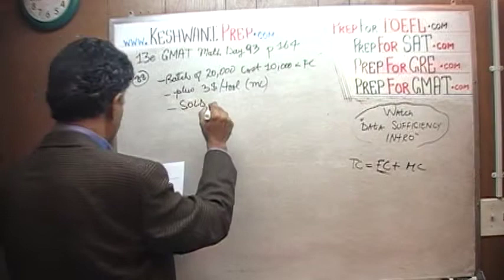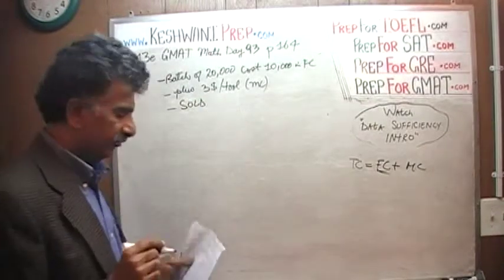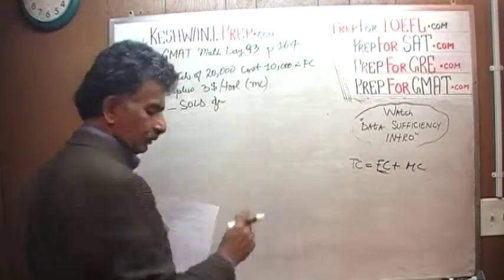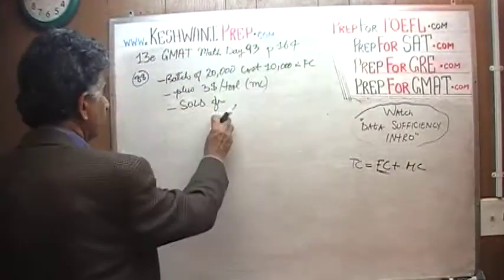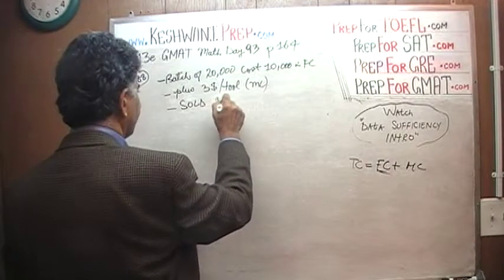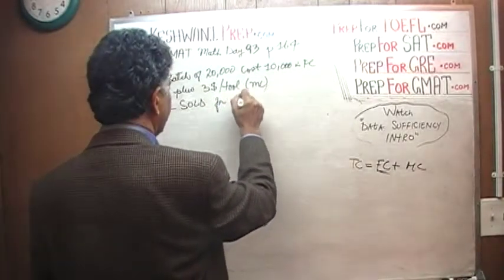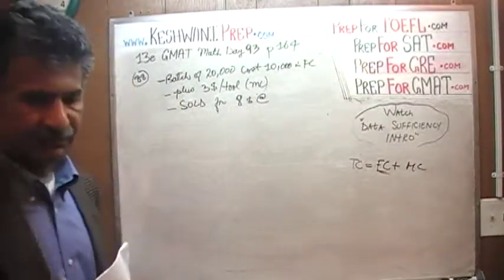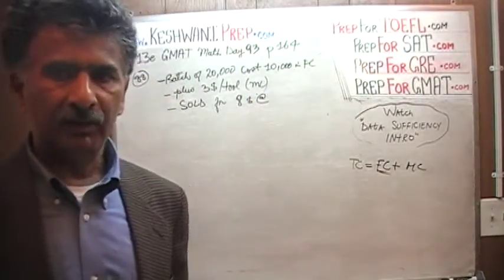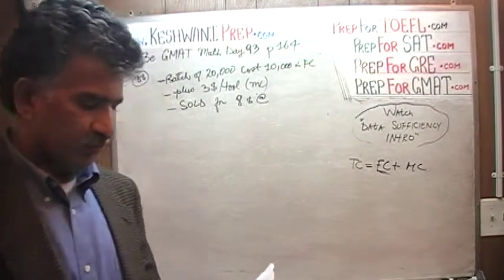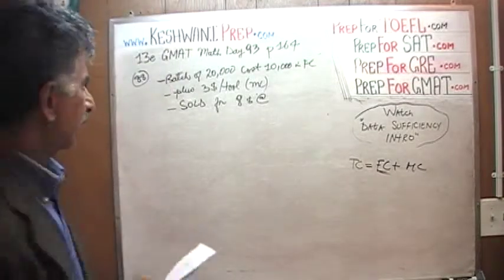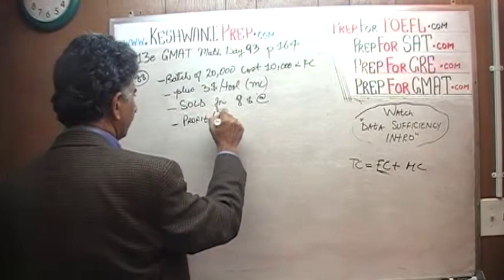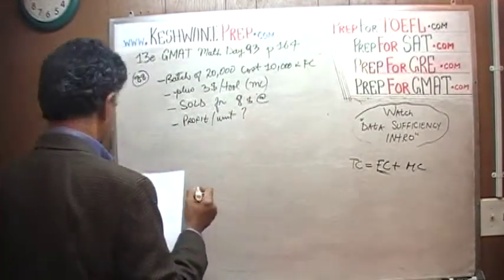We're going to turn around and sell these units for $8 each. They express this in the past tense, so they say they sold it for $8 per unit. The question simply is, what is the profit per unit? Let's find out, shall we?